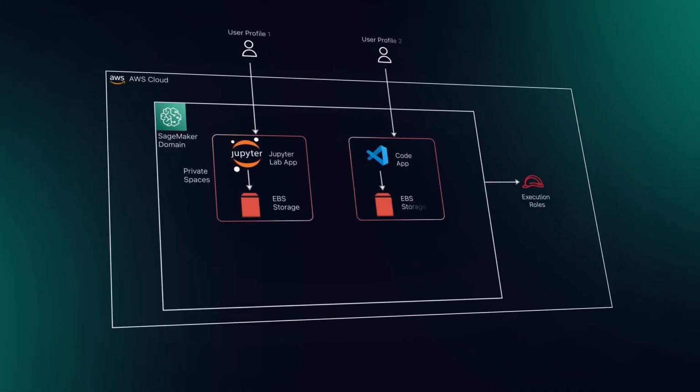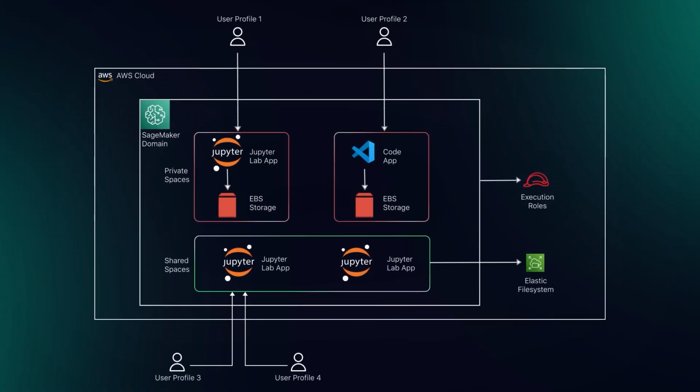We have private spaces, a set of different domain apps like Jupyter Notebook and VS Code, that a user can spin up along with their own private EBS storage. And lastly, shared spaces, a shared EFS file system storage attached and shared between all the users in the domain, which can be used for collaborating by sharing and working together on multiple notebooks.